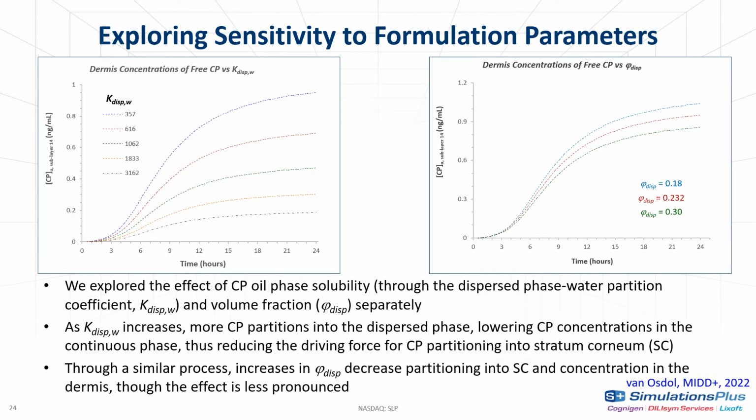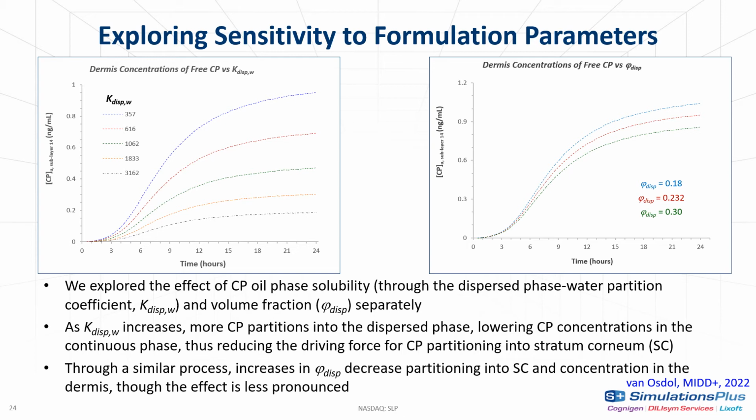With the verification of the baseline model, we then move to explore the sensitivity of the local dermis concentration to formulation parameters. In particular, 2 formulation attributes we were interested in were the effect of the dispersed phase solubility, which we adjusted through the dispersed phase water partition coefficient in the model, and the volume fraction of the dispersed phase. We found that as that dispersed phase solubility or partition coefficient was increased, more clobetasol partitioned into the dispersed phase, lowering clobetasol concentrations in the continuous phase.